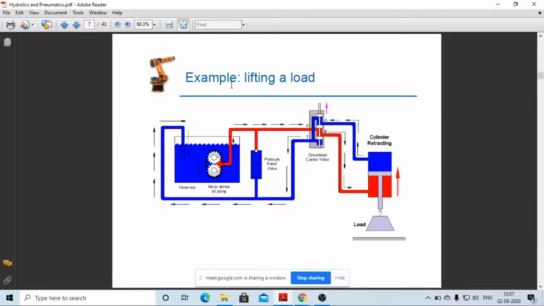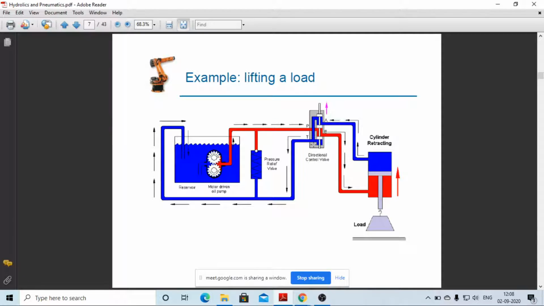Now see the lifting of load mechanism. There is a reservoir, and in the reservoir there is an establishment of pumps. The pumps are getting energized, means the rotating of these gears is from some motor, which you can consider at the backside of this reservoir. By these gear type pumps, it will take the fluid from the reservoir, and the red line is called the pressure line.